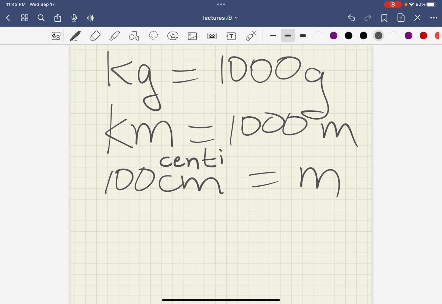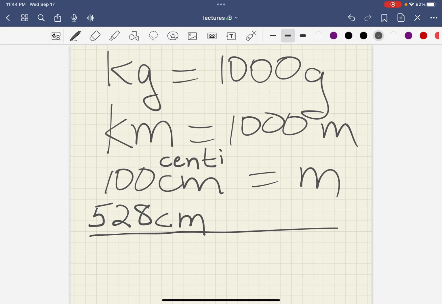Okay, so we're going to work these just like the ones that we covered yesterday. The miles to feet, feet to inches, yards to feet. And I want you to set them up just like we did yesterday. So the first one is to convert 528 centimeters to meters. So we're going to put it in the little grid.